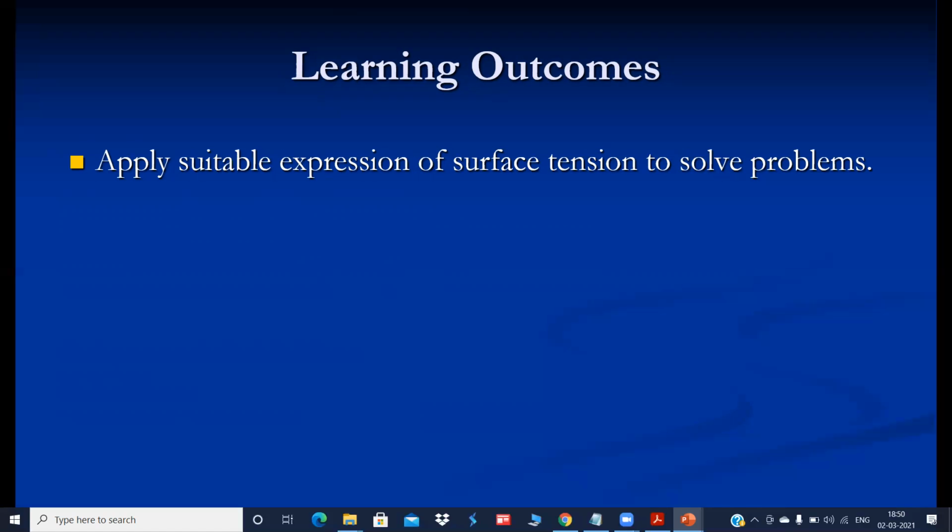In most cases, the key skill in solving problems is the selection of a suitable expression. Especially, confusion arises between the expression of a soap bubble and a liquid droplet. The soap bubble expression can only be used if the bubble is formed in the air, not in any liquid body. If it is formed inside the liquid body, then we have to use the expression of a liquid droplet.